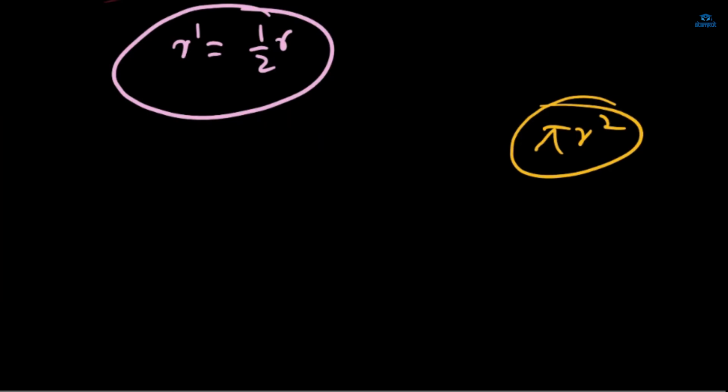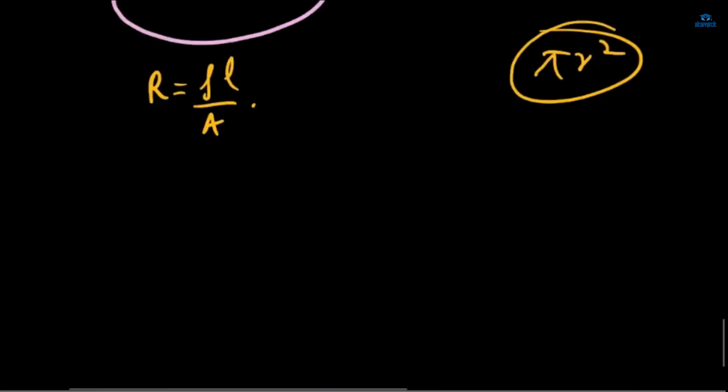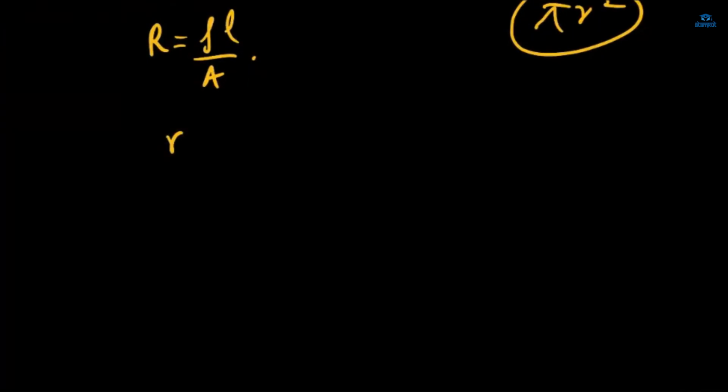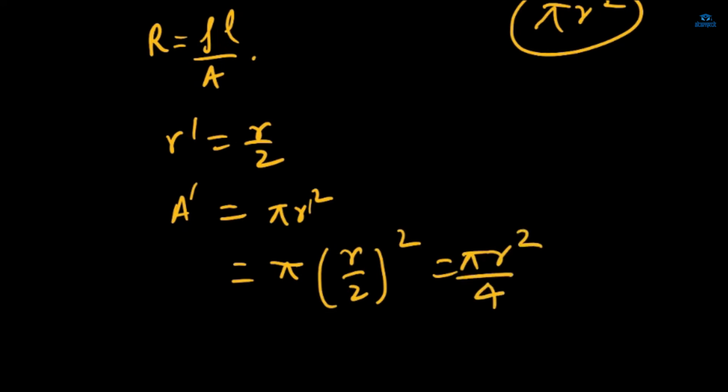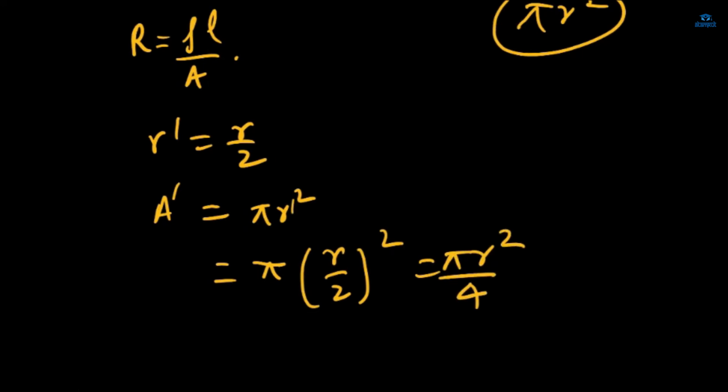See, the initial resistance will be rho L by A. Now you have got R dash as R by 2. So what will be the effect on area? Because the area will also get affected. Area is pi r square, so A dash is pi r dash square. In place of r dash we write R by 2 whole square. It will be pi r square by 4. Up to this, Rudra, fine?